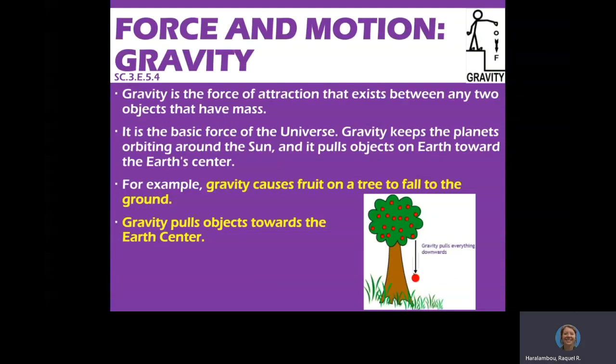All right. So gravity is the force of attraction that exists between any two objects that have mass. Stop and pause. Look up top. This is a 3rd grade standard. I know you all have learned about gravity before, but we're going over it again because maybe your brains might have forgot something, or maybe you will connect with something a little bit better the 3rd time around. It is the basic force of the universe. Gravity keeps the planets orbiting around the sun, and it pulls objects on Earth toward the Earth's center. The core of our Earth is like a magnet. It is not a magnet. It is like a magnet and wants to pull everything towards the center of it. This is why objects fall down without having a force applied to it.